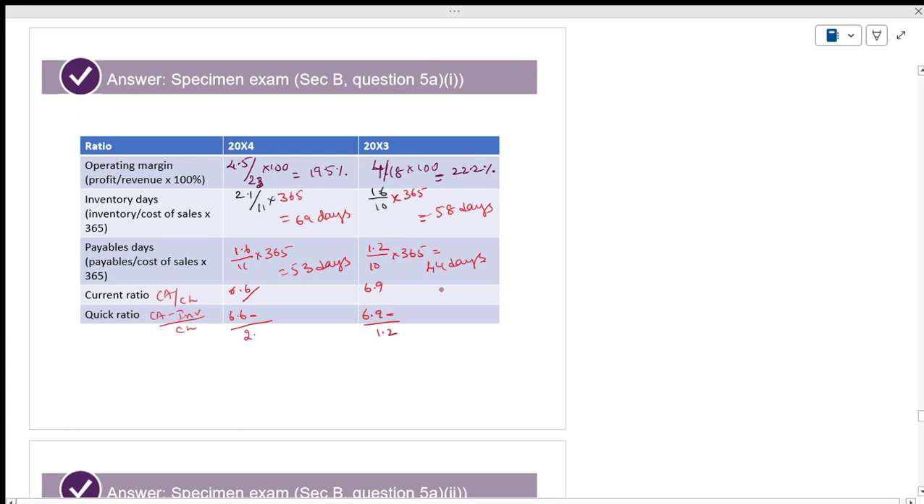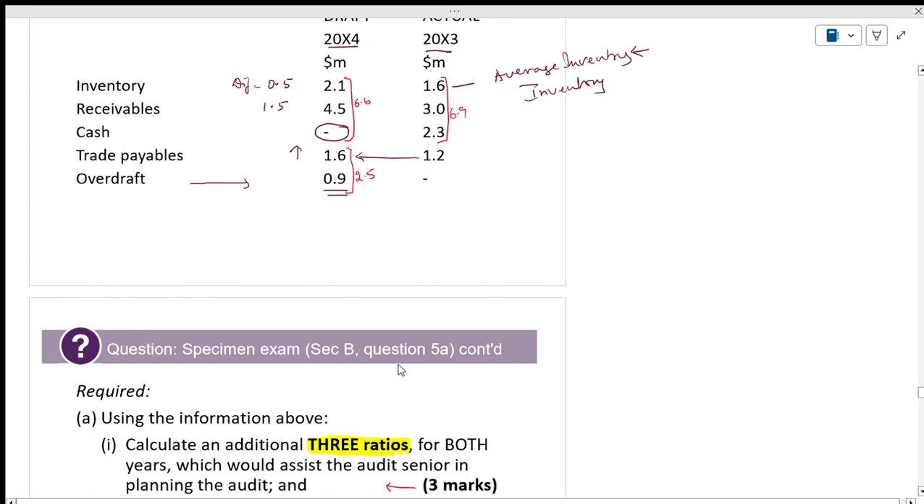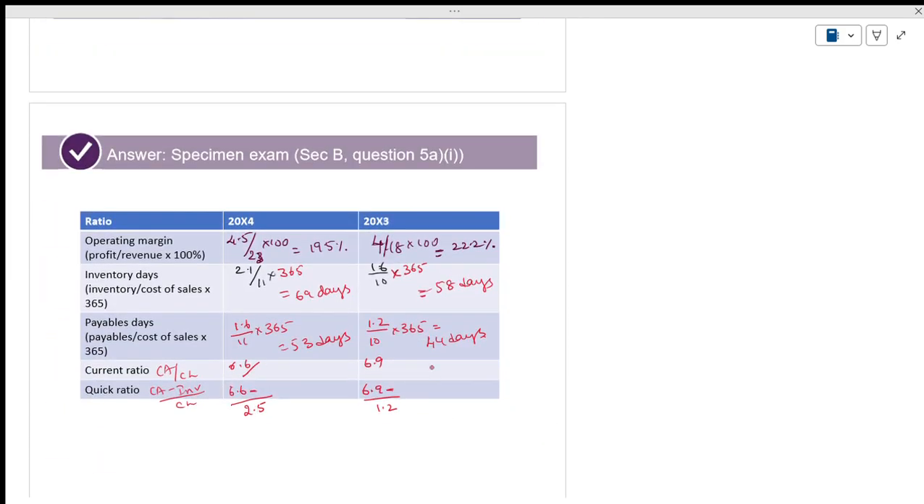1.2, please cross check, okay? 1.2 and 2.5. Inventory is how much? 1.6, 2.1. Please check again, okay? It is 2.5. It is 1.2. Please check again. 6.6 divided by 2.5 comes to 2.64. 2.64 is to 1.